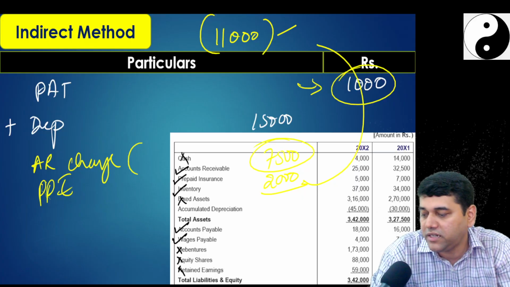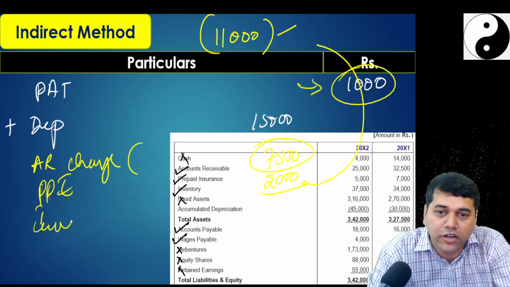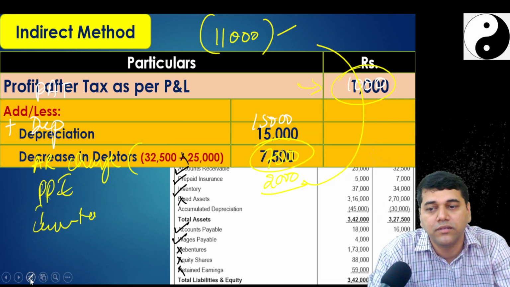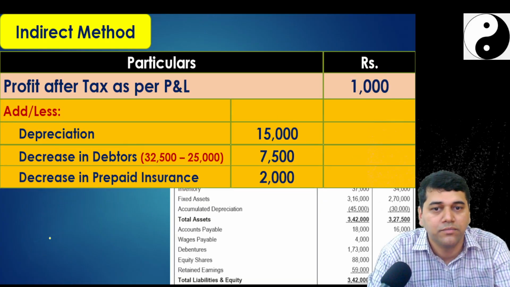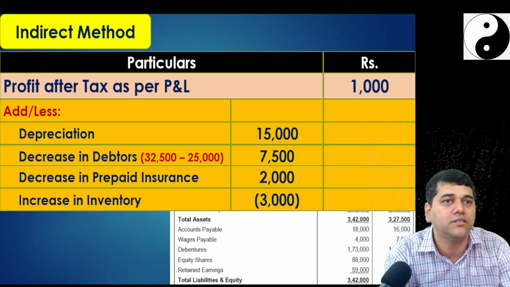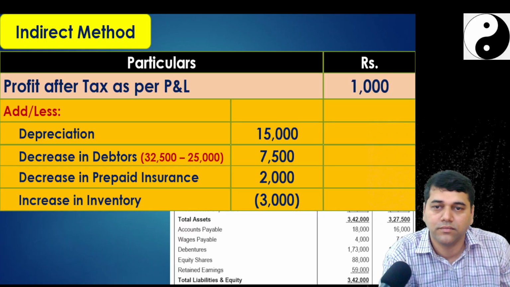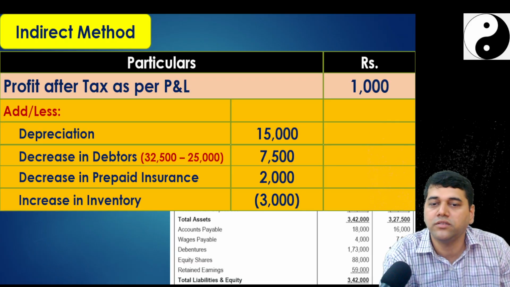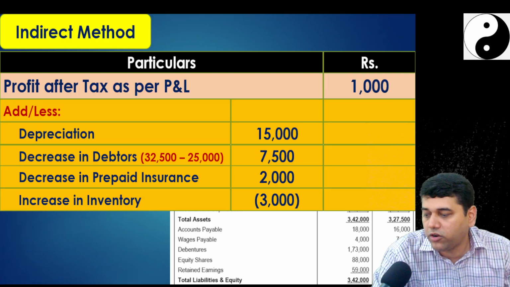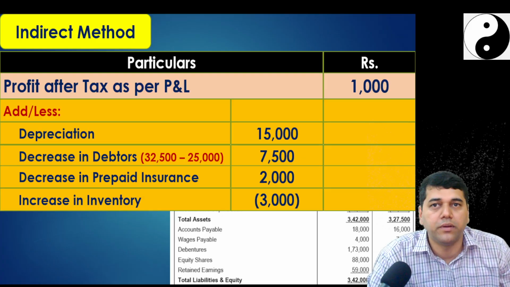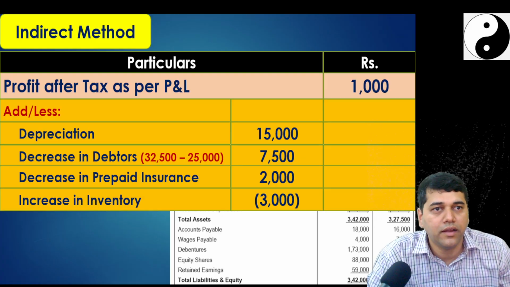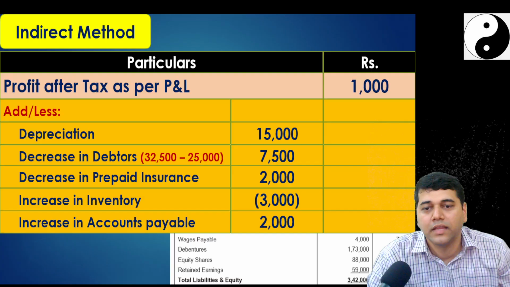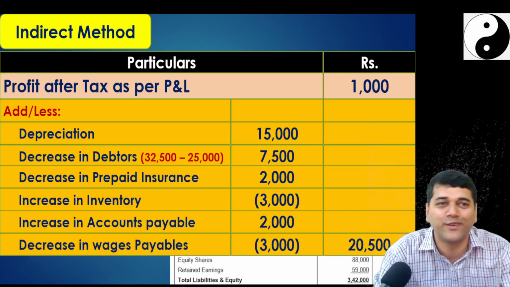How much is the inventory now? Add or deduct? Inventory? Deduct. You understood the logic of inventory reduction? Clear, students? Next, what other items have I got? Accounts payable. Add. Easy, no? This method, so the confusion is only in the logic.